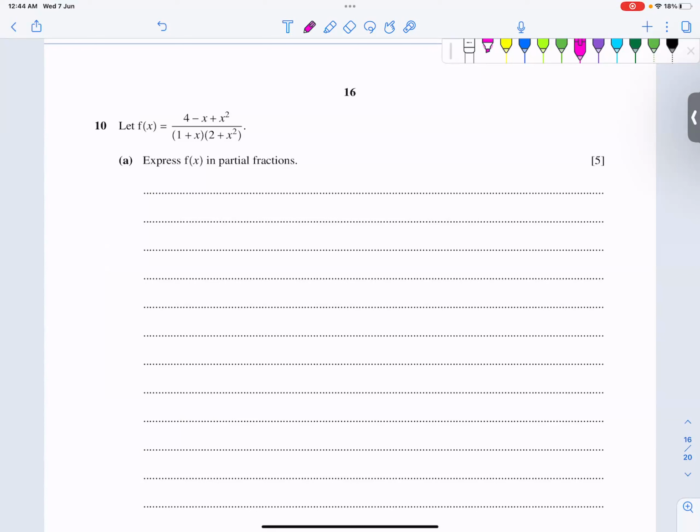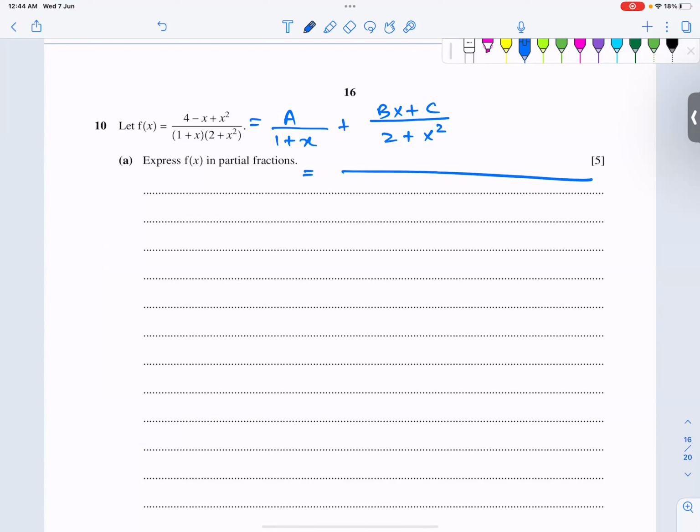Okay. Next question is, let f of x equal 4 minus x plus x squared divided by 1 plus x times 2 plus x squared. Now you need to convert this expression to partial fractions. Okay. Now this is case number 3. So write this as a over 1 plus x plus bx plus c divided by 2 plus x squared.